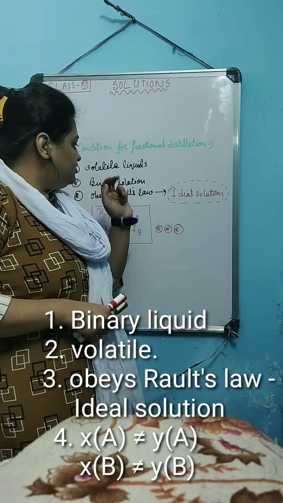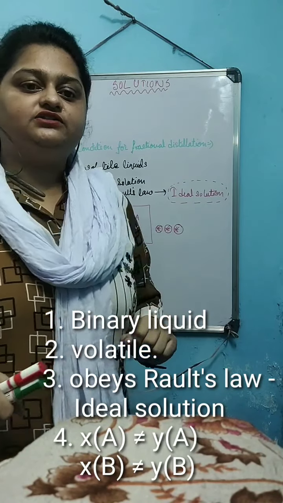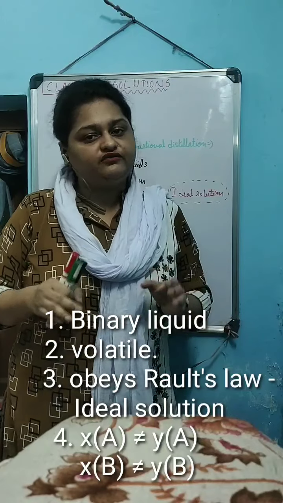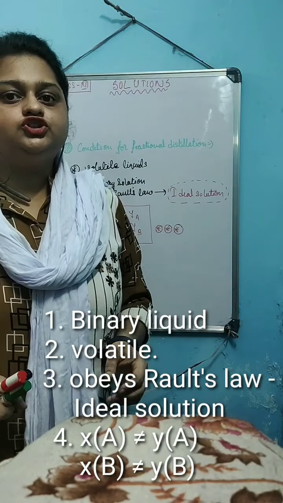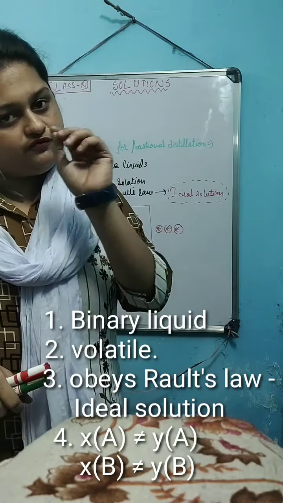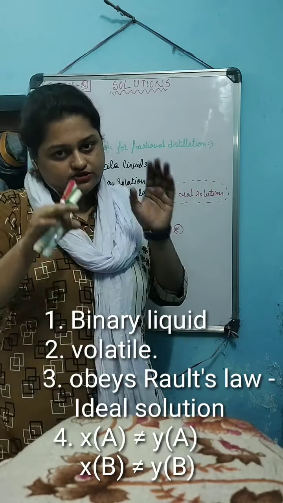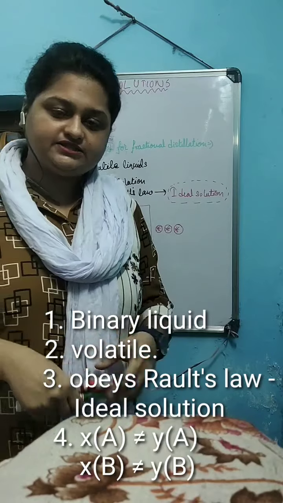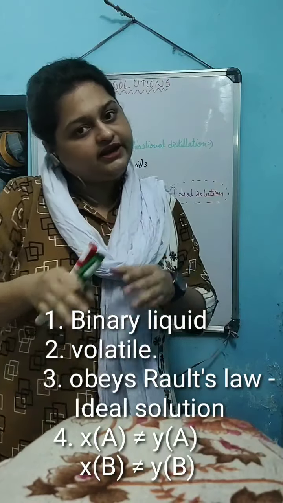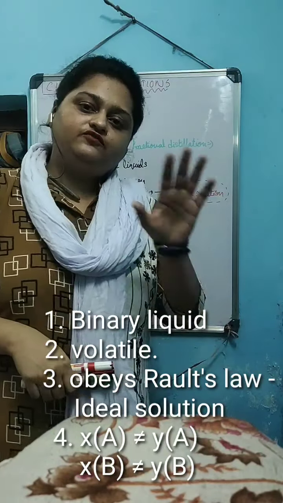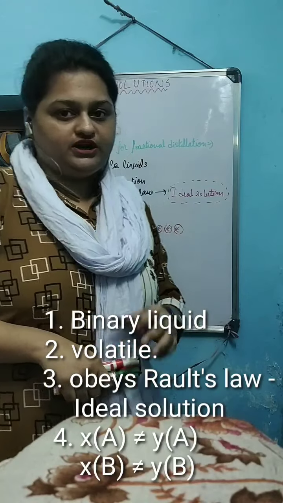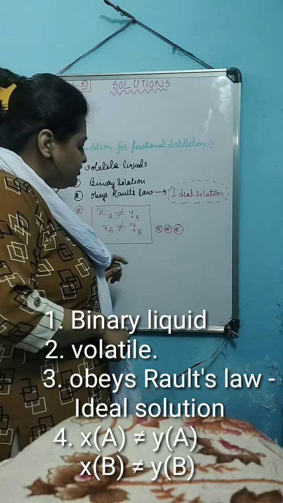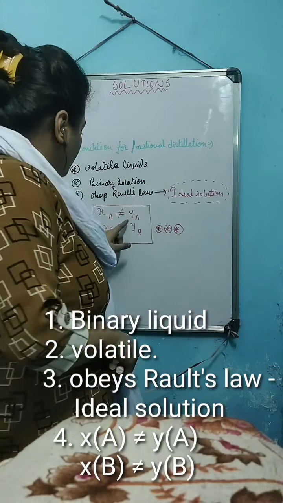The third point that we need to consider is that both the liquids that we have taken to produce this solution should be volatile in nature. The fourth condition is that the solution that we have taken should obey Raoult's law. That is, the solution should be an ideal kind of solution. The fifth point is very important. It says that XA should not be equal to YA.